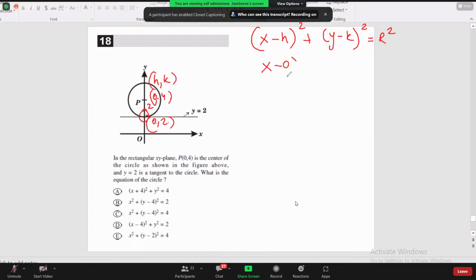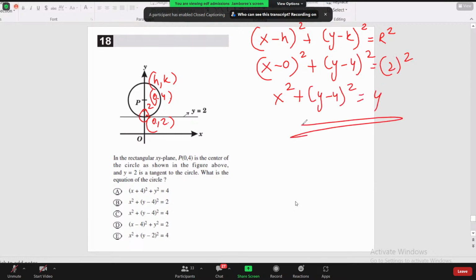So it will be x minus 0 whole square plus y minus 4 whole square is equal to 2 square. This will become x square plus y minus 4 whole square is equal to 4. That will become the answer to the question, which will be option C. So are we all clear on this?